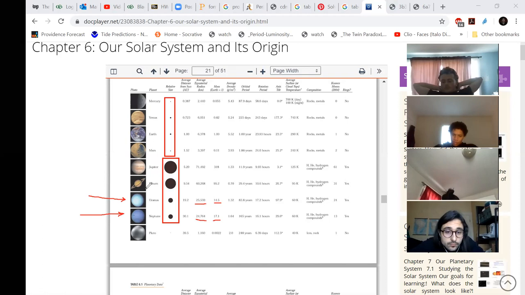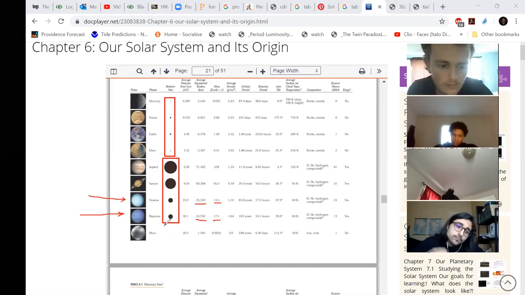Can you guys think of a reason why Neptune would not have a larger radius than Uranus, despite the fact that Neptune is more massive than Uranus? Why would Neptune have a smaller radius even though it's more massive? I mean, that's not how it works with Jupiter and Saturn. Jupiter is significantly more massive than Saturn and its radius is a bit bigger. So why doesn't it work that way for Uranus and Neptune? There's a very obvious answer if you can think about it.